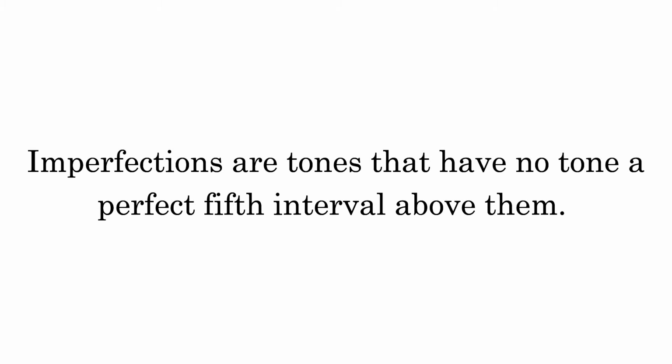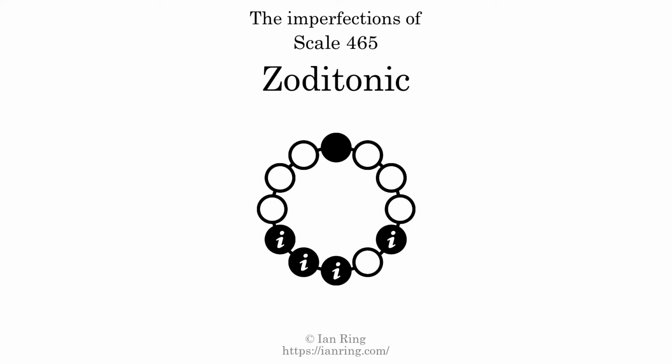Imperfections are tones that have no tone or perfect fifth interval above them. This scale has 4 imperfections. They are at positions here, here, here, and here.